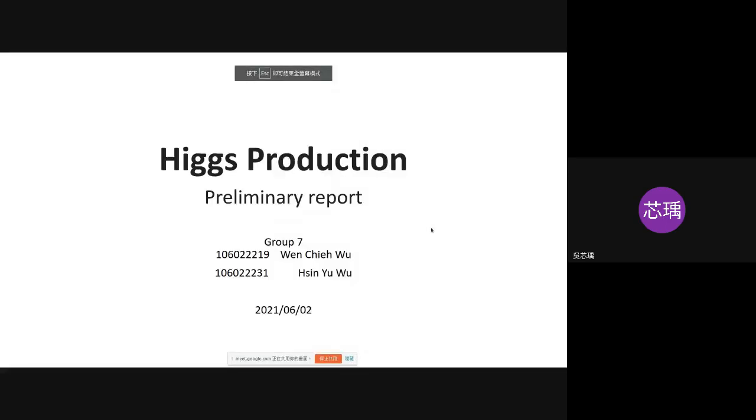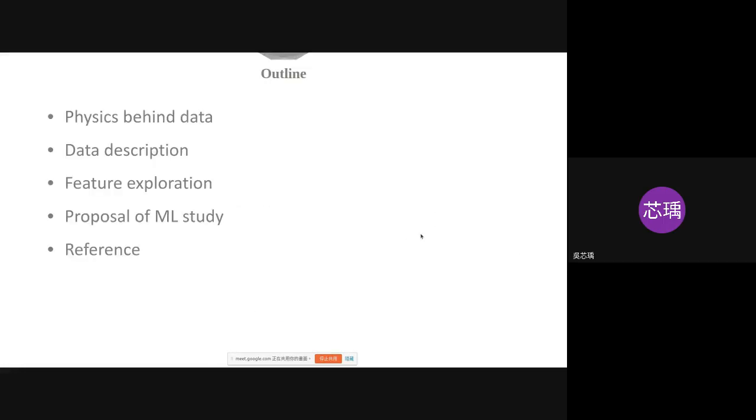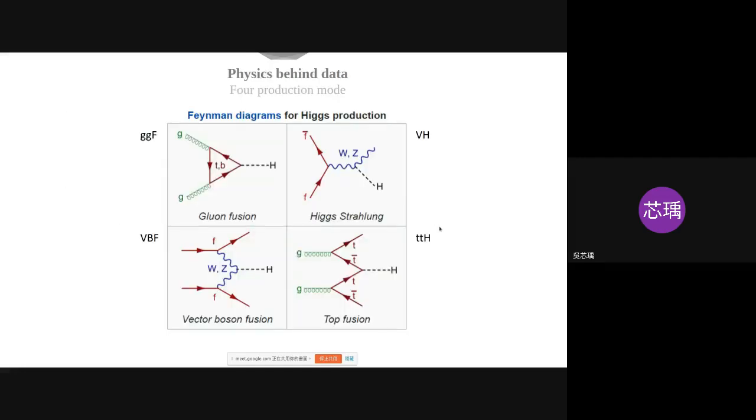Hello everyone, we are Group 7 and today's topic is machine learning on Higgs production. I'm Wu Xingyu and my partner is Wu Wenjie. This is today's outline. The presentation will contain physics behind data, data description, feature exploration, and the proposal of machine learning study. First, I'll introduce physics behind data. The Higgs boson was discovered at the LHC in 2012 and the study of its properties has just begun.